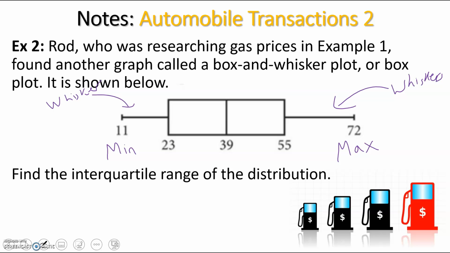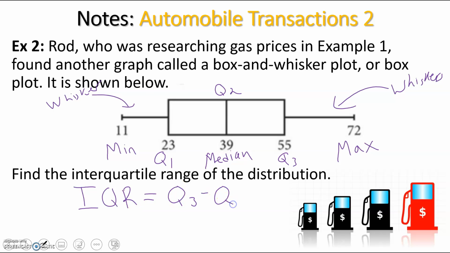Now, this middle number is referred to as our median, or also Q2. And then the middle of the minimum and the median is our first quartile, or Q1, and then the middle of our median and maximum is our Q3. Now, if you remember from the last lesson, the interquartile range, or IQR, is the difference between Q3 and Q1.